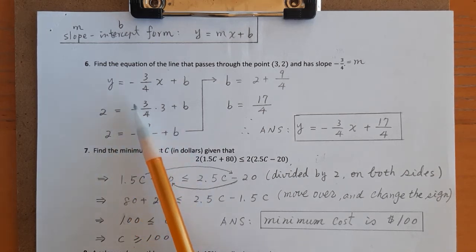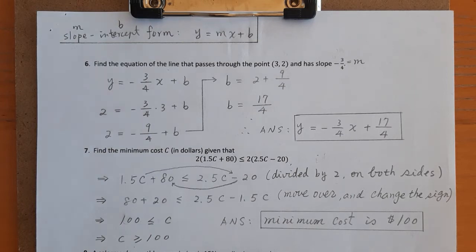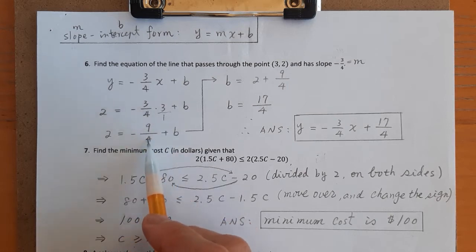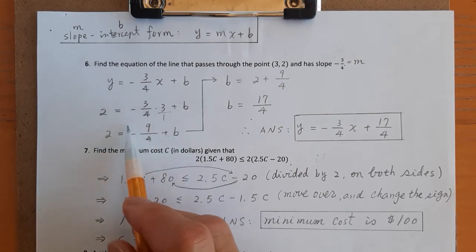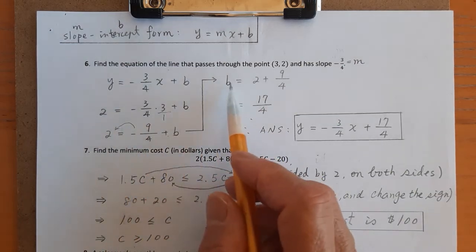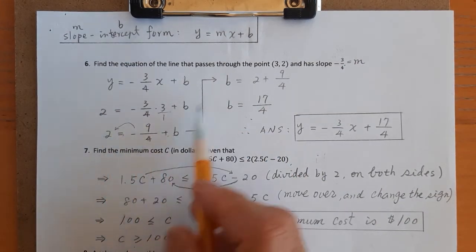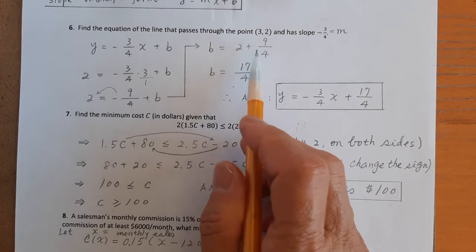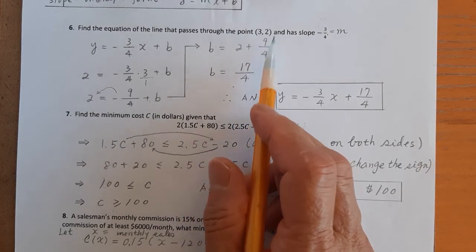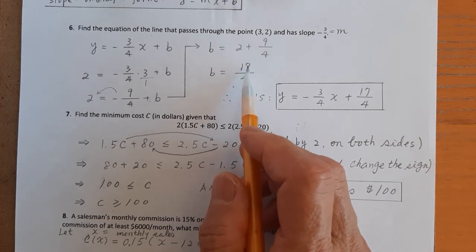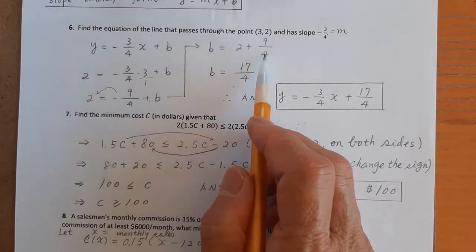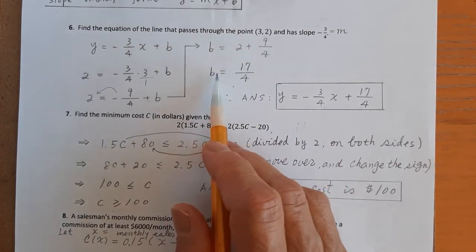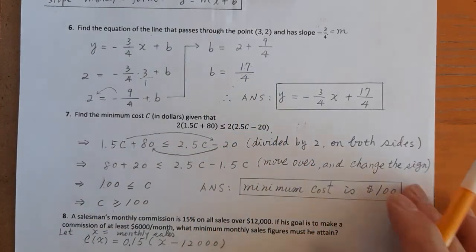So 3 is 3/1 on the numerator. So 3 times 3 is 9, 4 times 1 is 4, plus b. Then solve for b. Move this over, change to plus. So b equals 2 plus 9/4. 2 times 4 is 8, 8 add 9 is 17, so it's 17/4. So that's the y-intercept, that's the b.